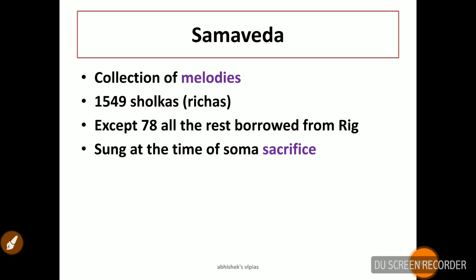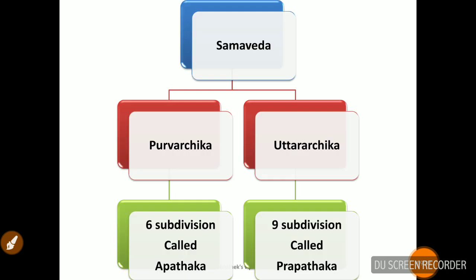You heard that Sri Rama was conducting Somayaga practice. During the Somayaga, we sing the main richas or slokas from Samaveda. Samaveda is again subdivided into two categories, that is Purvarchika and Uttararchika. Purvarchika has 6 subdivisions, and each subdivision is called an Adhyaya. And Uttararchika has 9 subdivisions, and each is called a Prapataka.